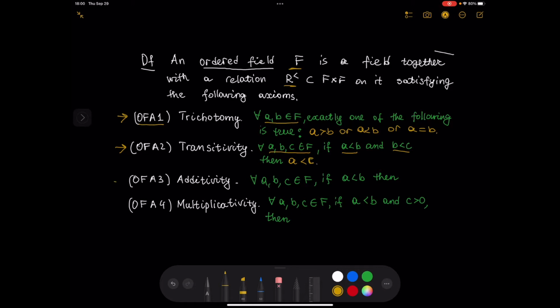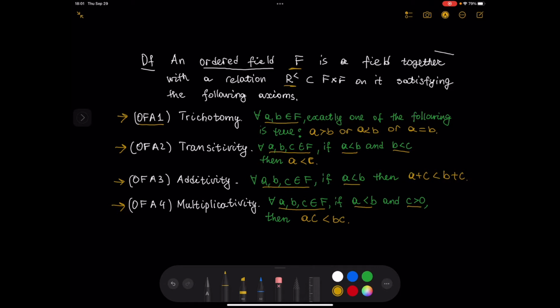The next axiom is called additivity. So if we have three elements A, B, and C in F, and if A is less than B, then A plus C is less than B plus C. So we can basically add C to the inequality. And the last axiom is multiplicativity. So if we have three elements A, B, C in F, and if A is less than B and C is greater than 0, then AC is less than BC.